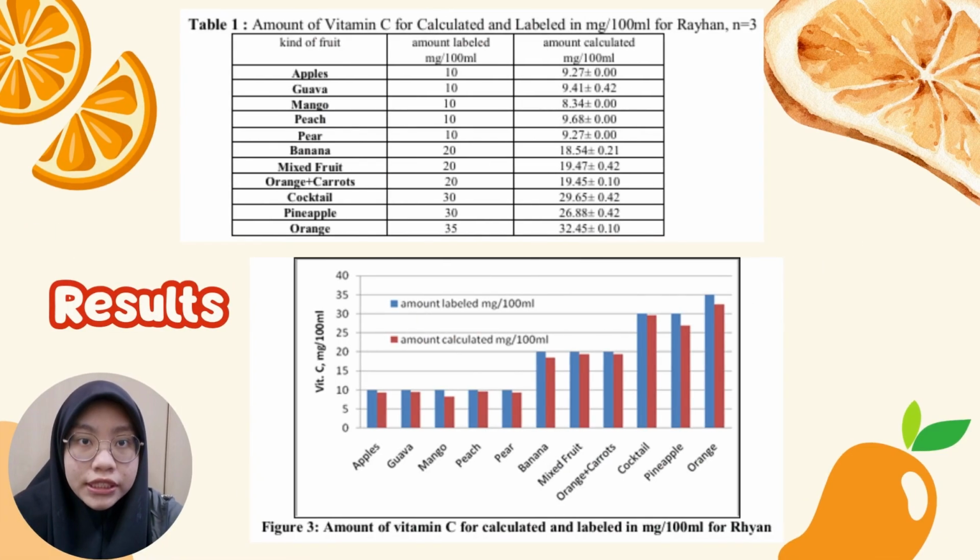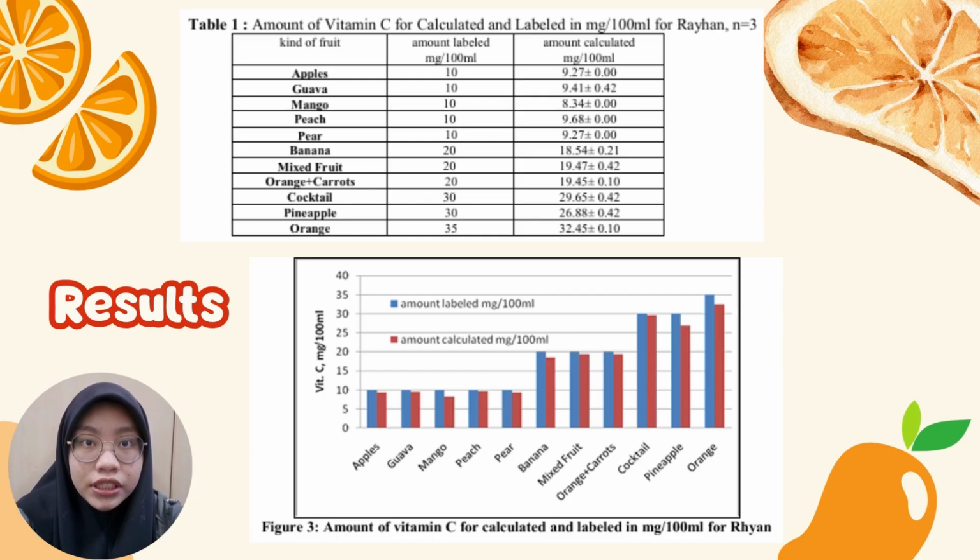Table 1 compares the experimentally determined vitamin C concentration obtained using the Redox Titration method with the vitamin C values printed on the product labels. The measured values were slightly lower than the labeled values for all juice samples. As for Figure 3, it clearly shows that the calculated vitamin C concentrations are consistently lower than the labeled concentrations.